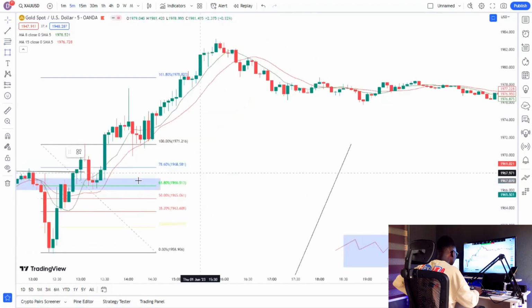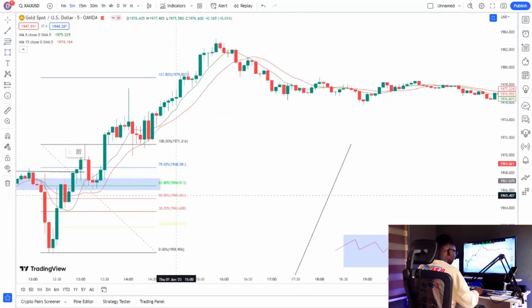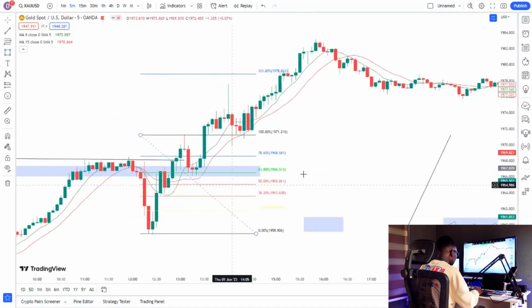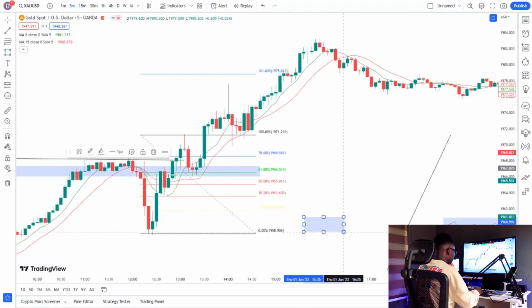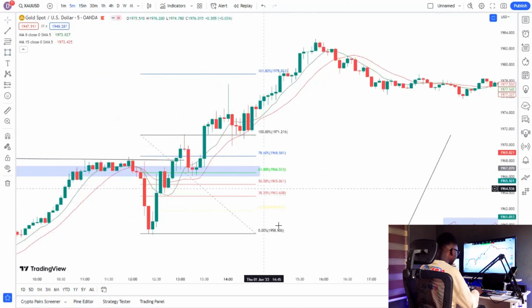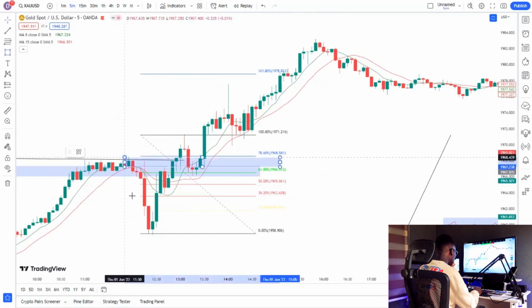Let me quickly zoom out. This 61.80 is our golden zone in the forex market. If you look closely, you see that this is like the middle point of price. This is where we are aiming for: 61.80, 50, and 38.20. This is literally our golden zone. So this is what we are aiming for.